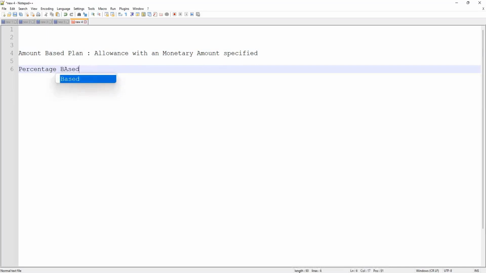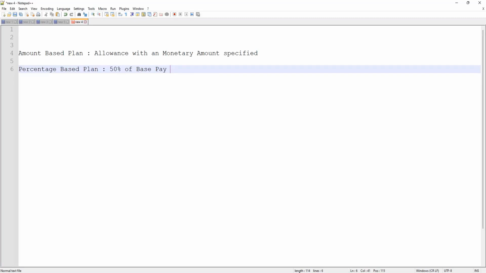Now, what can be a percentage-based plan? People who are in India would have seen this very frequently as part of their compensation. What is a percentage-based allowance? Let's say you are specifying it as 50 or 60%, 50% of what, basic salary, or 50% of your base pay. So, if it is a percentage-based plan, it is a percentage of something, most commonly a percentage of base pay.